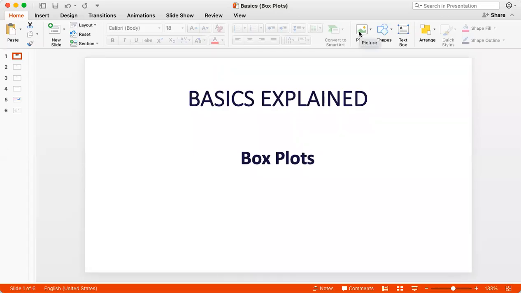In today's Basics Explained video, we'll discuss box plots. Box plot questions have been seen on some recent SAT test administrations. So let's understand what a box plot is and the kind of question that you can see from this topic.